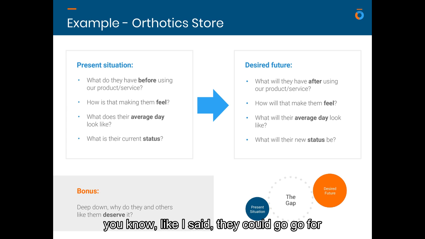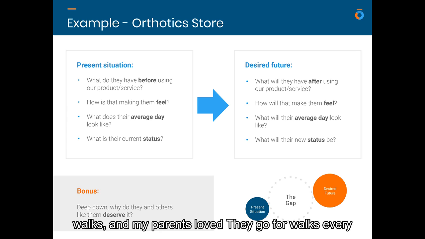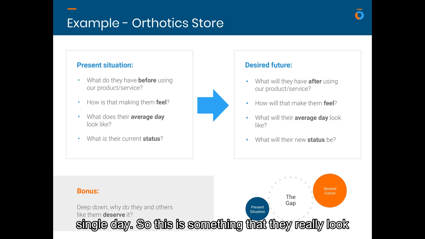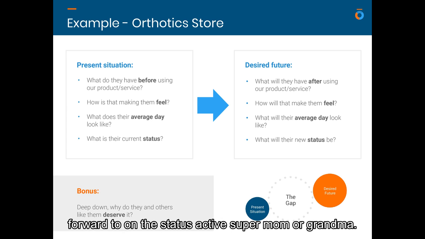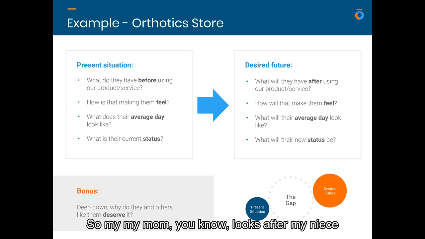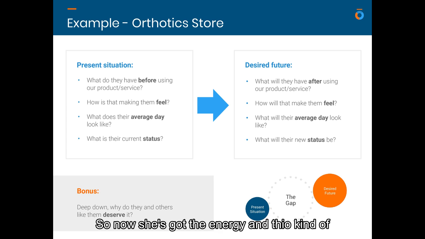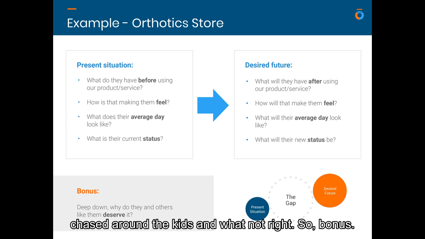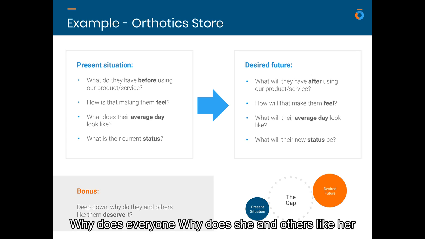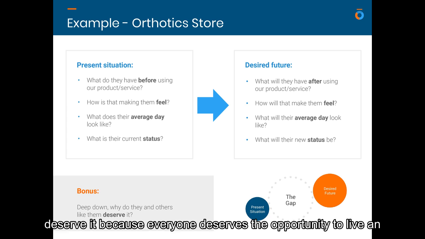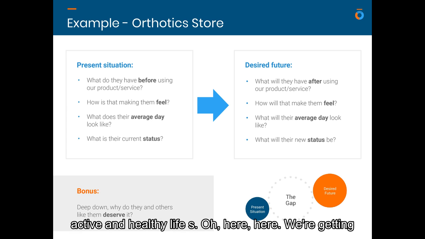Like I said, they could go for walks, and my parents love to, they go for walks every single day. So this is something that they really look forward to. And the status, active super mom or grandma. So my mom looks after my niece and nephew quite a bit, they're 1 and 4. So now she's got the energy to kind of chase around the kids and whatnot, right? So bonus. Why does she and others like her deserve it? Because everyone deserves the opportunity to live an active and healthy life.